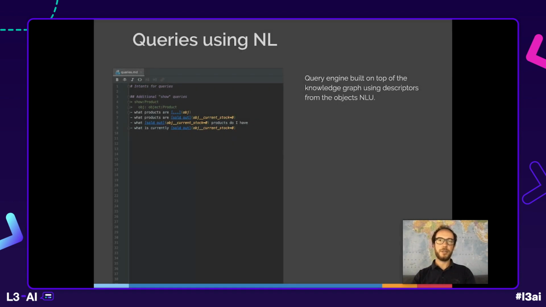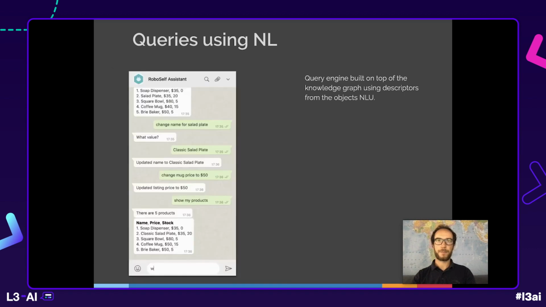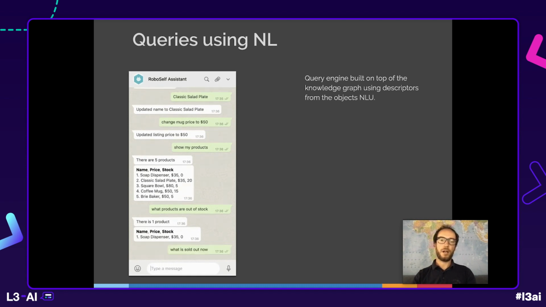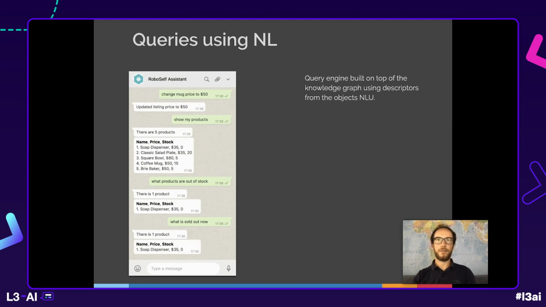Secondly, queries using natural language. Queries can be seen as a particular type of intent that return one or more objects of a given type. We already have a simple out-of-the-box query mechanism just by using the object definition. But we can also easily add new queries, like, for example, teaching the assistant to understand the query for sold-out products. As expected, both of these will work. Obviously, we can also go one step further and define generic queries, which will save even more development time.